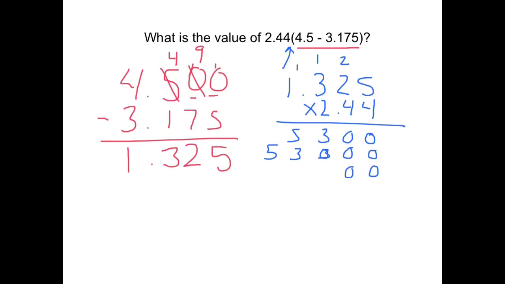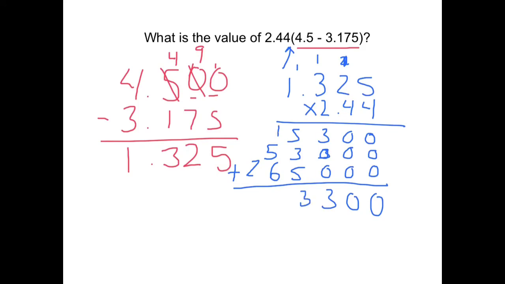Multiply by 2. 5 times 2 is 10. Carry the 1. 2 times 2 plus 1 is 5. 2 times 3 is 6. 2 times 1 is 2. And I've got to add all that up. So 0, 0, 3, 13, 12, 3. And now I've got to count all the decimal places after the decimal.